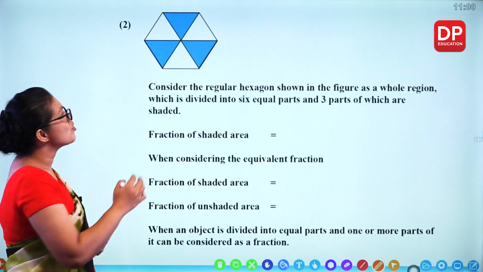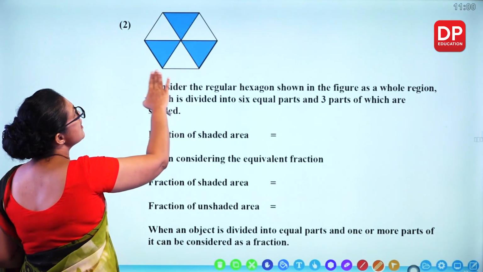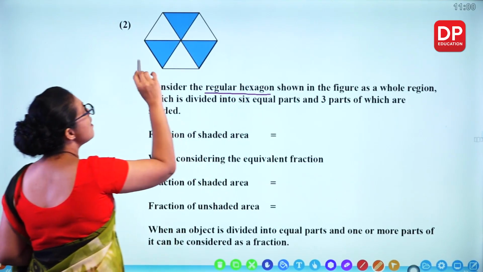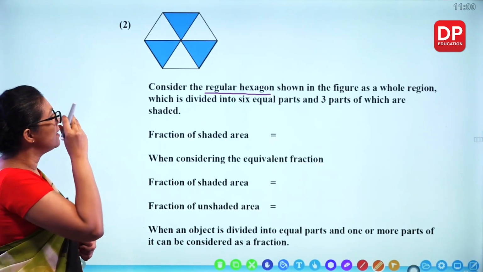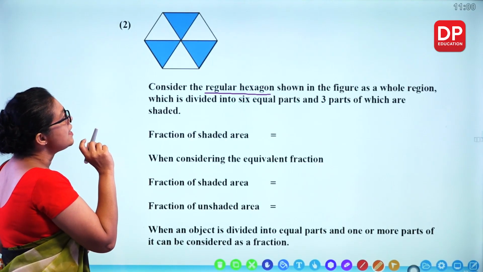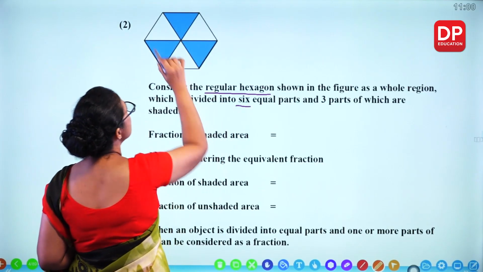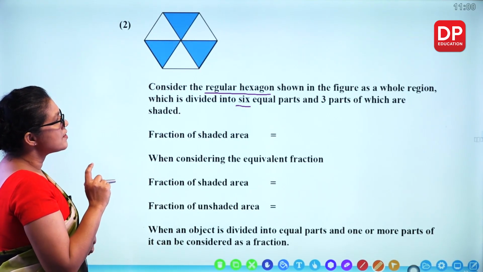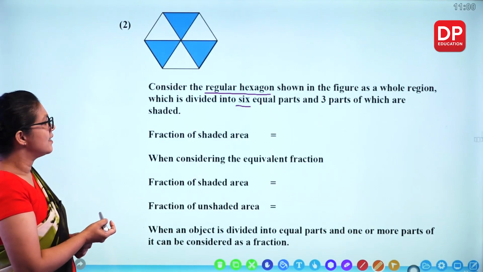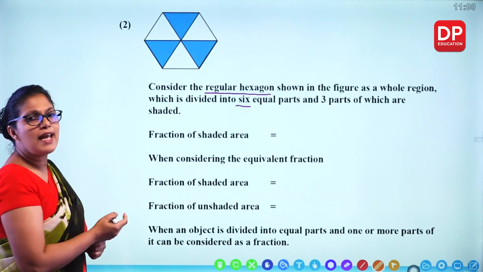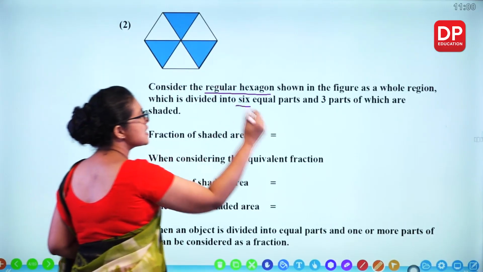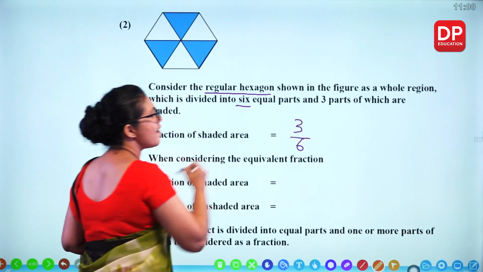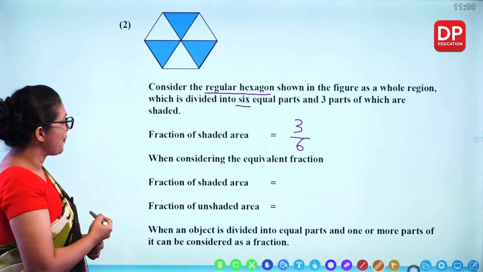We'll revise fractions with another figure. This is a hexagon and it says regular. Regular means all sides are equal. This is divided into 6 equal parts. Altogether 6 parts are there, 3 parts of which are shaded. Fraction of shaded area. Out of 6 parts, 3 parts are shaded. So you can write 3 over 6.